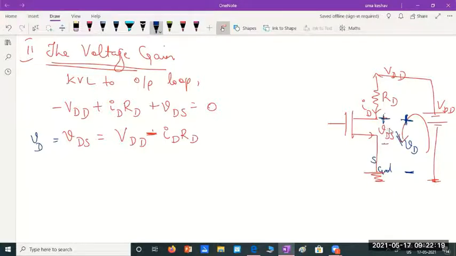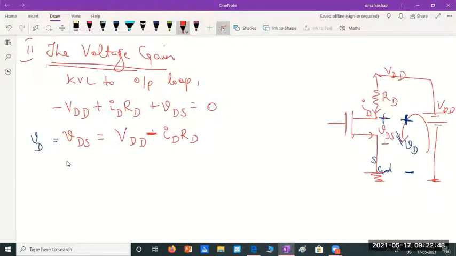If you want them to be different, how would you do it? See, if you include a resistor here, then VD would be the total voltage, VDS plus the drop across this resistor. But when I don't have any resistor in the source terminal, VD and VDS would be one and the same. Okay. So we have this VDS as given by this.